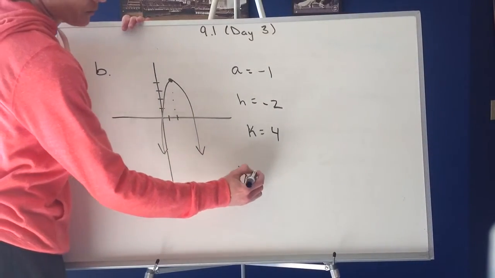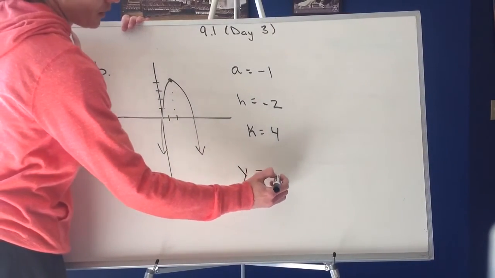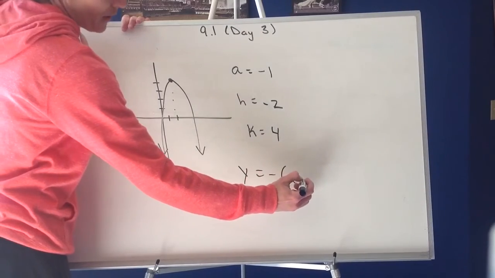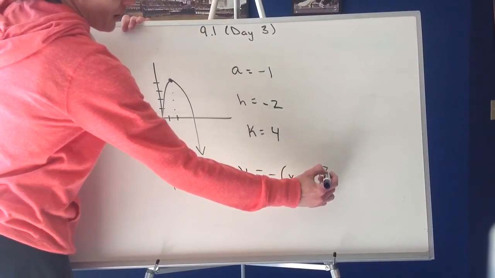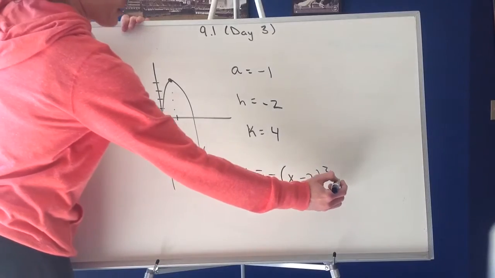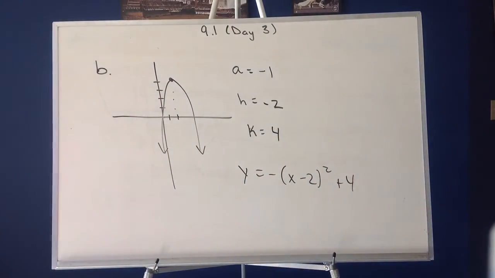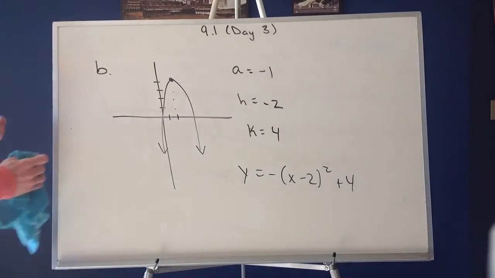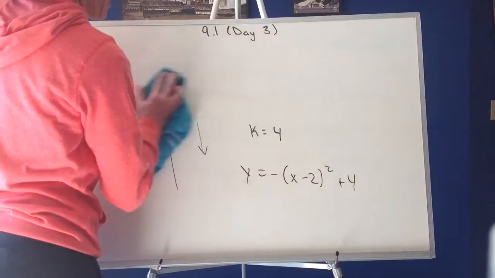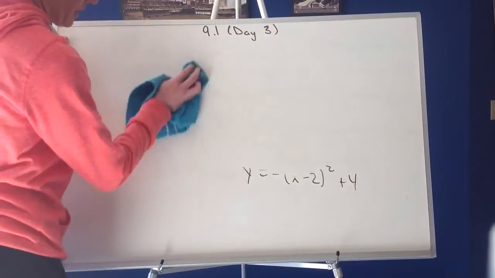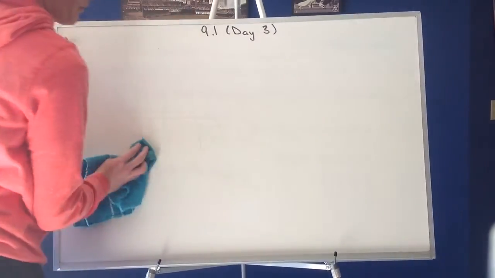So when we write this one, we'll get y equals negative, you can put a 1 there if you want to, (x minus 2) squared plus 4. Okay, for that one. All right, so again, just another way to get it is from the graph itself. But always looking for the A, the H, and the K. Those are the important pieces that we need to find.